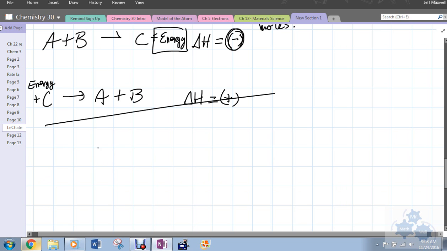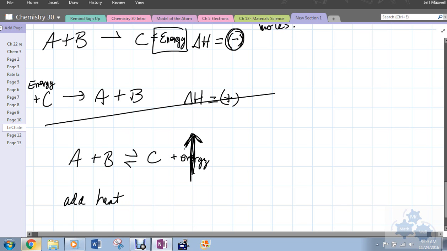So our reversible reaction then is A plus B in equilibrium with C, and we have energy over here because it's being given off in the forward direction. So if we add heat, then it's like we're increasing one of the products. Okay? And if we increase one of the products, what has to happen?